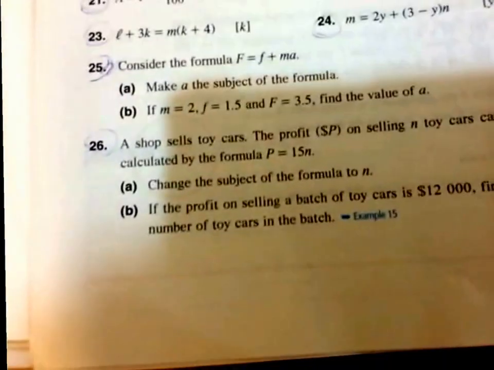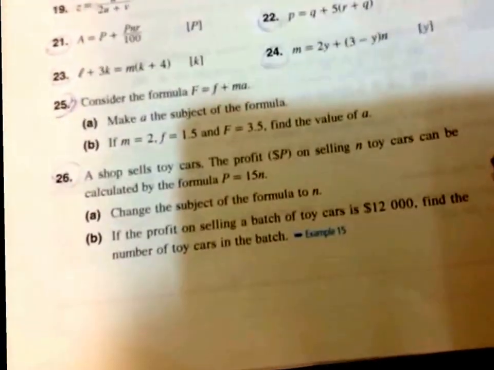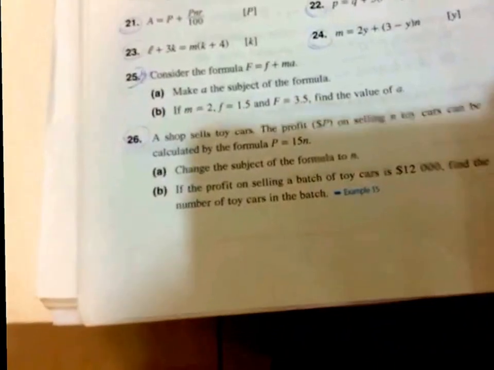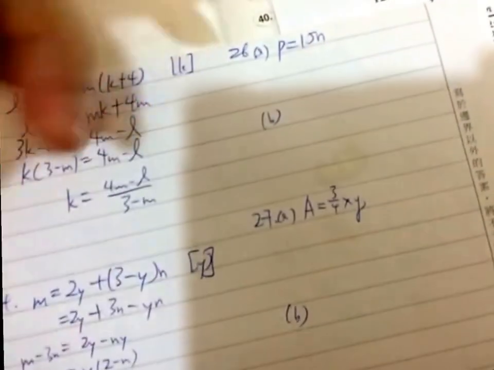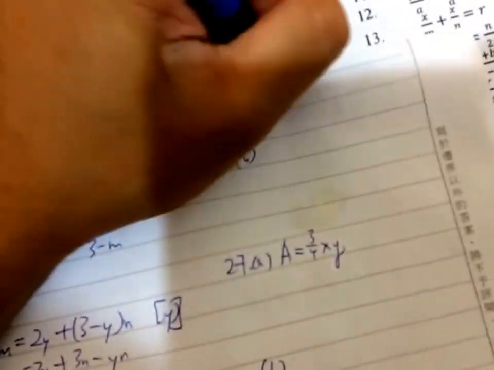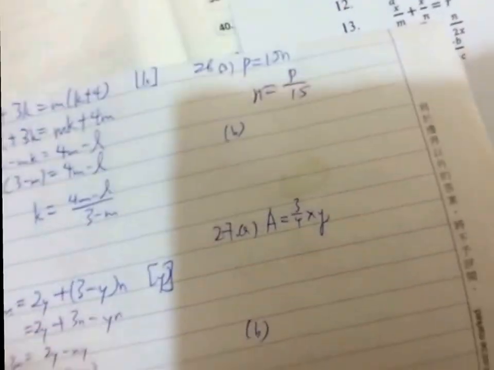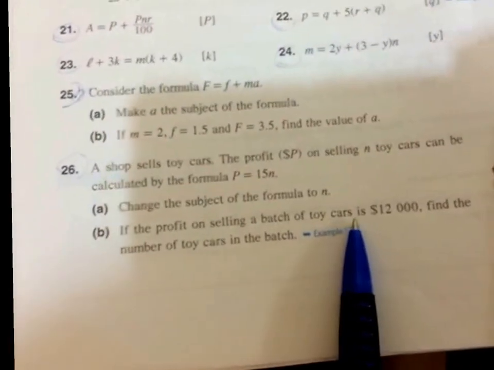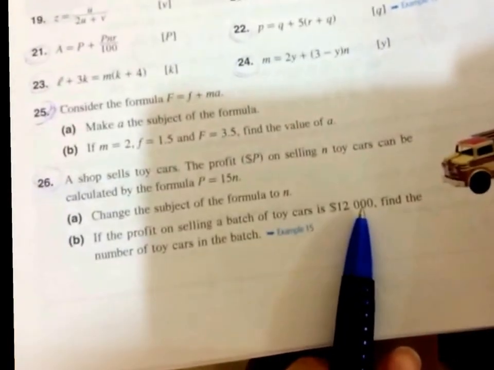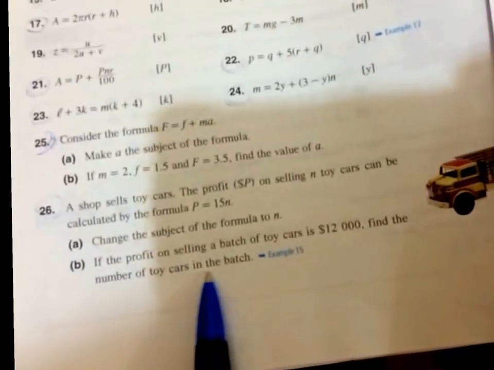26. A shop sells toy cars. The profit on selling n toy cars can be calculated by the formula P equals 15n. So change the subject of the formula to n. So number 26, make n the subject. So n is big P over 15. B. If the profit on selling a batch of toy cars is $20,000, find the number of toy cars in the batch.